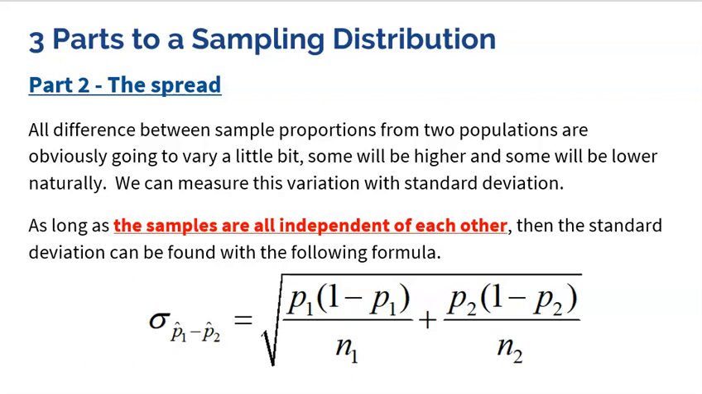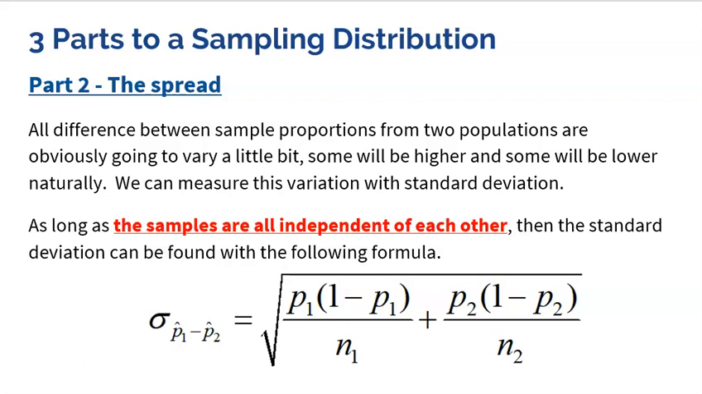Now, the formula here is a little bit tricky looking, but it's really not too bad. What it boils down to is a giant square root. We have P1 times 1 minus P1. Remember, you're never actually going to do the 1 minus. I mean, you're going to do it, but usually you're just going to do it in your head. It's just the opposite. So if 61% of girls do their homework, then 39% don't, okay? And then divide it by the sample size.